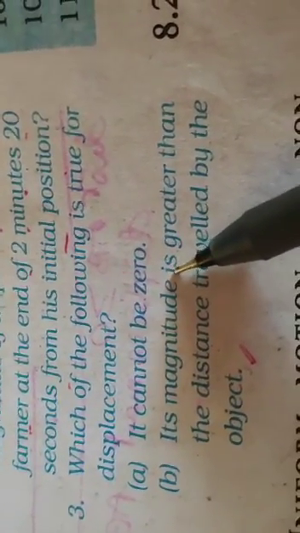Is that point clear? The third question which is given there is: which of the following is true for displacement? Displacement cannot be zero. Is it true? False. If the person starts from a point and comes back to the same point, the displacement will be zero. So it's a false statement. Then, magnitude of displacement is greater than distance. Is it true? No, again. Because distance is the total path traveled, and displacement is always the shortest distance. So displacement can never be greater than distance. So this will also be a false statement.